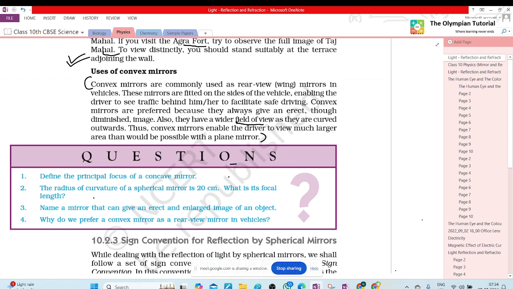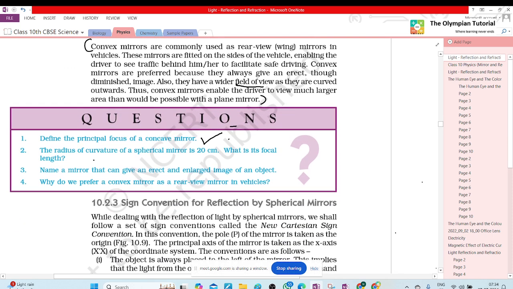Completely okay with it? Yes, ma'am. Principal focus we have done. Now, the radius of curvature of a spherical mirror is 20 centimeters. What is the focal length?